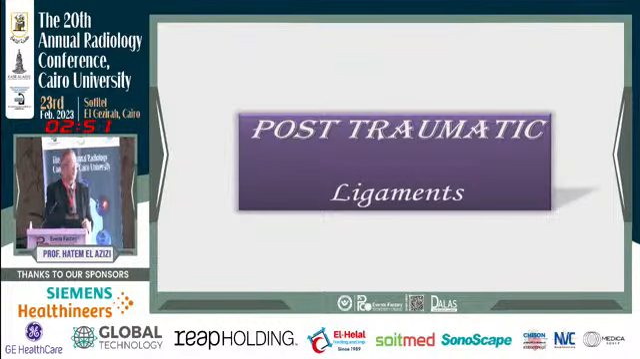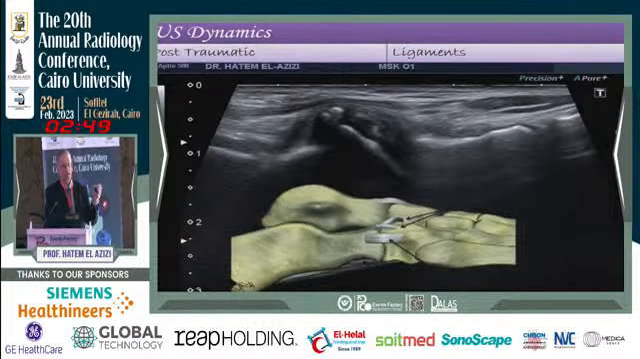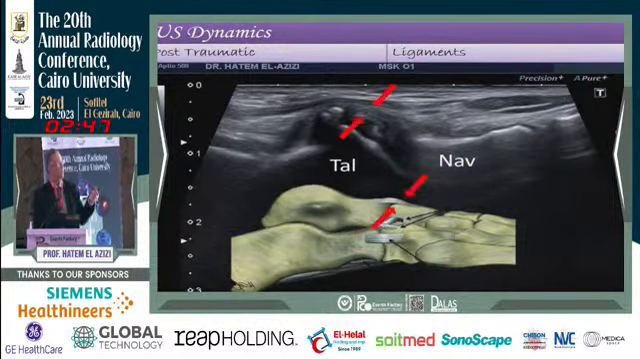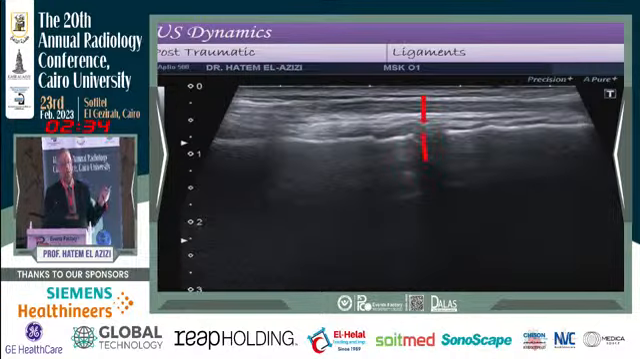Post-traumatic, very common. We have pain in any joint. Again, this is the talonavicular ligament, and it is swollen and edematous. Static ultrasound will say it's this, MR will say it's this, but this is not the problem. This is the normal side. Always we compare with the other side of the patient.